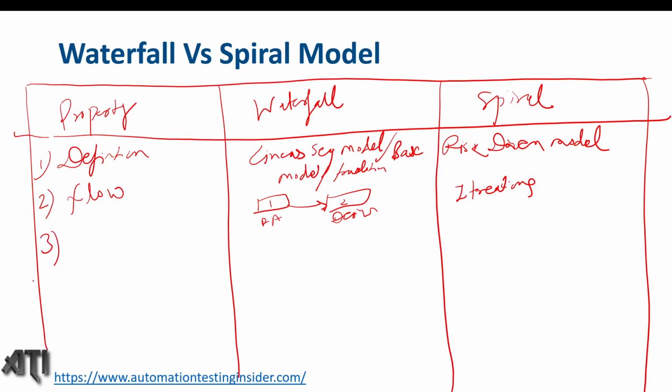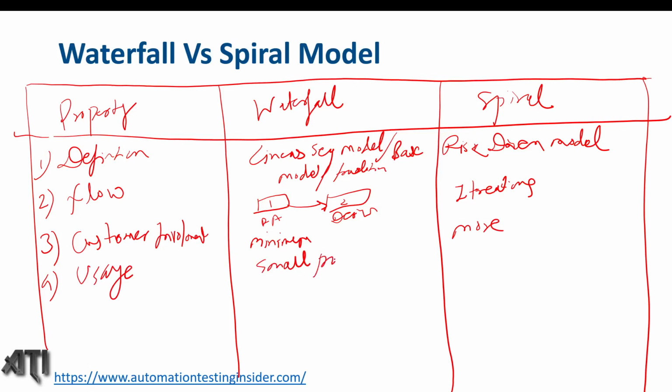Now the third property is customer involvement. In the waterfall model, it's very minimum because our steps and everything are fixed. In the spiral model, customer involvement is more because the customer has an awareness of what the product is. What would be the fourth point? The fourth point is the usage. The waterfall model is for small projects, and the spiral model is for large and complex projects or big size projects.